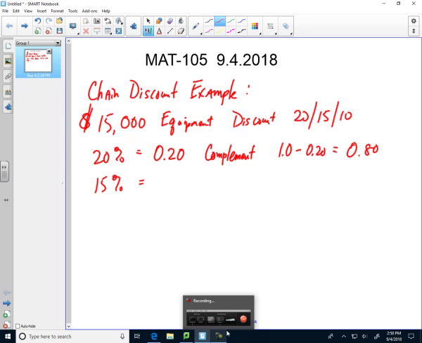Okay? Now let's do the same thing for the 15%. So 15% is what? As a decimal.